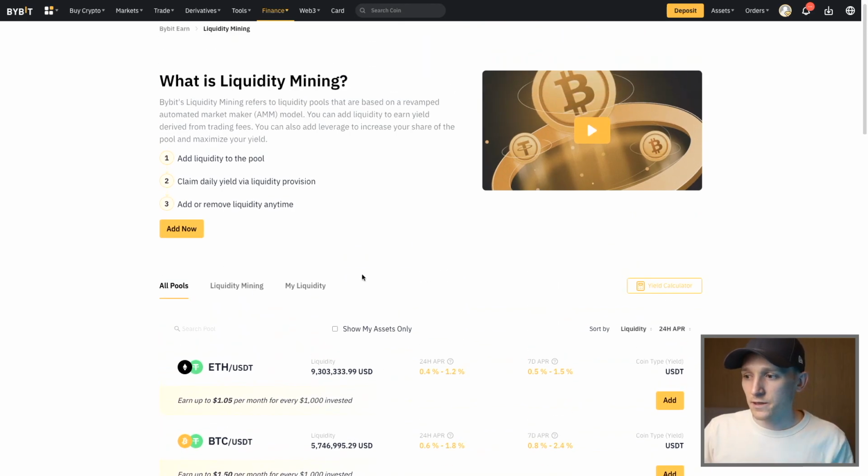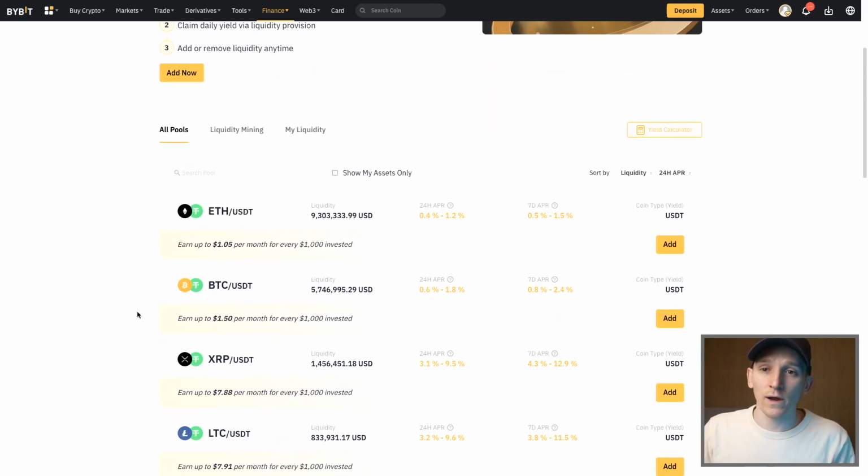And so again, just make sure that this will or won't be profitable, dependent on what you think the price difference will be between the assets when you put them in and when you take them out.